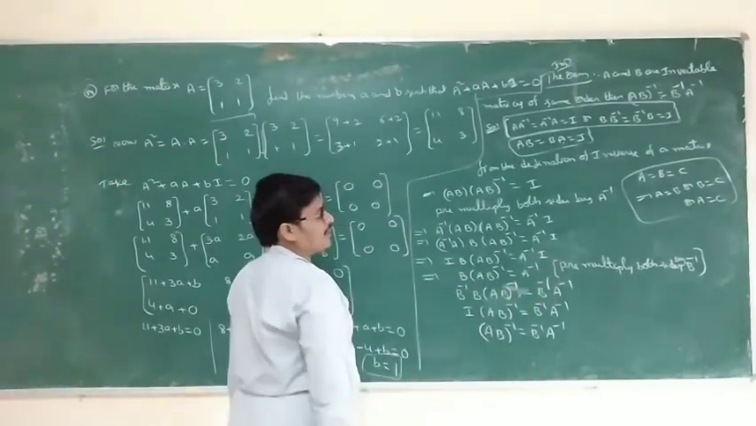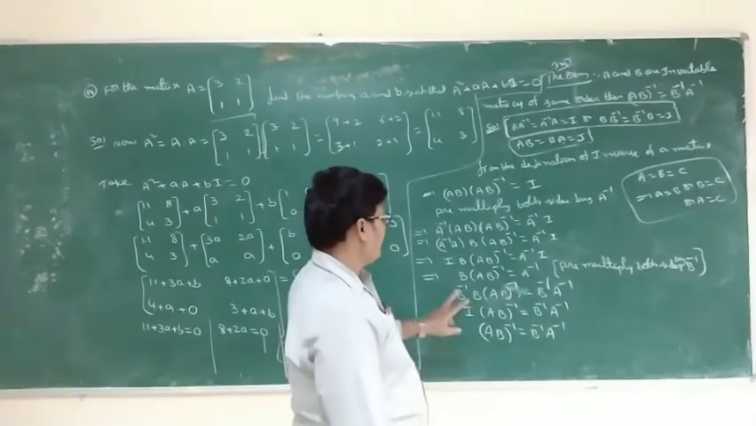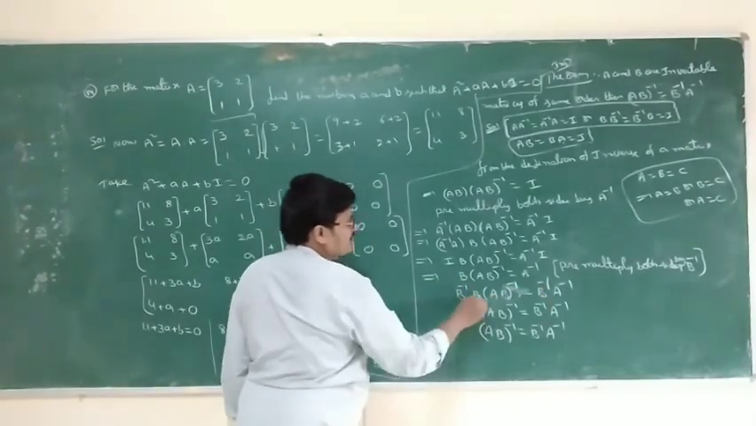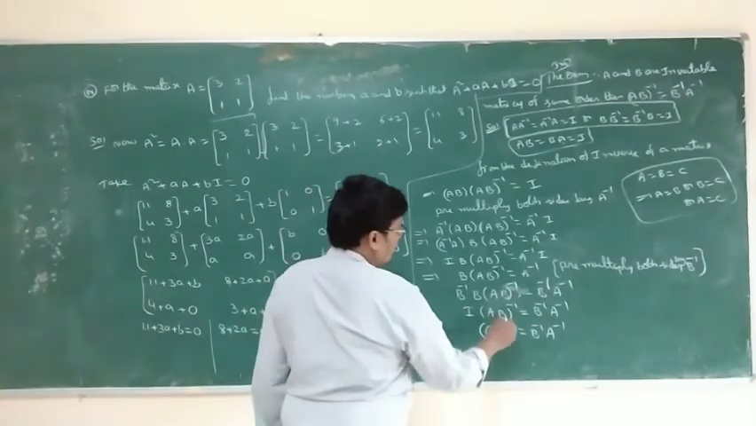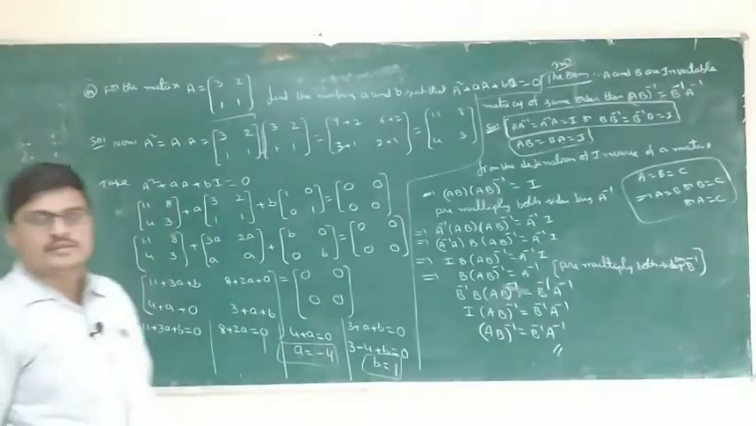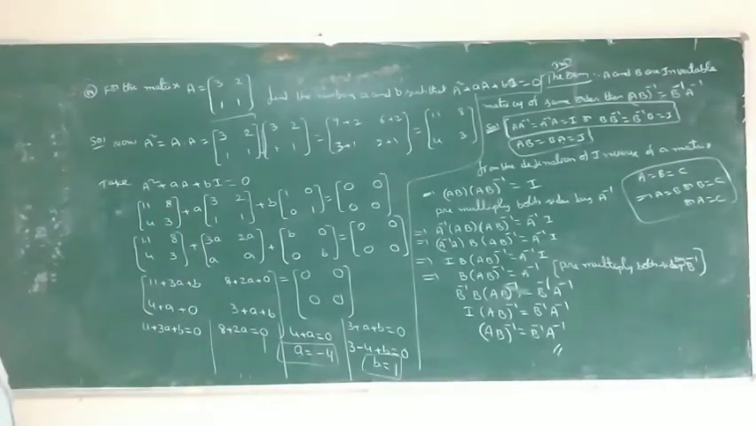Again, pre-multiply both sides by B inverse. So B inverse into B is equal to I, into (AB) inverse, equals B inverse into A inverse. Very important one. Okay, this is for today.